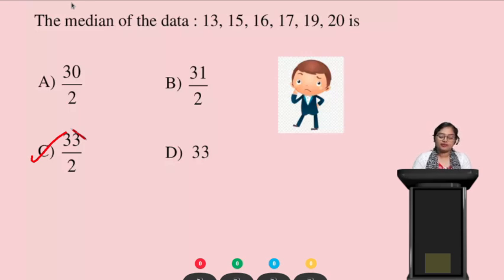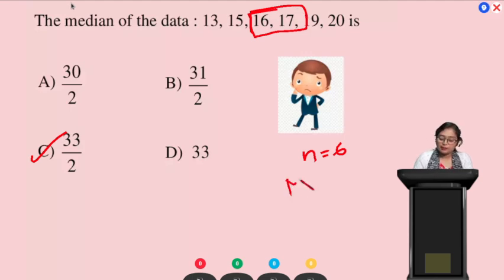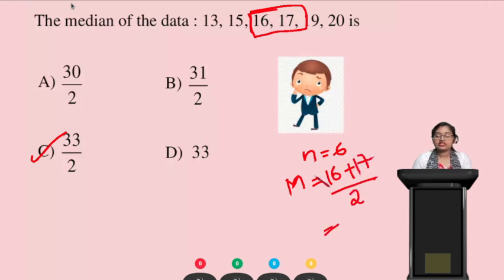How to find out this? So here you can see the number of observation is even, that is n is equals to 6 here. So what will be the median? So the median will be mean of these two observations, isn't it? Yes, the median is equals to 16 plus 17 divided by 2. So what is the sum of 16 and 17? Yes, it is 33. So 33/2.